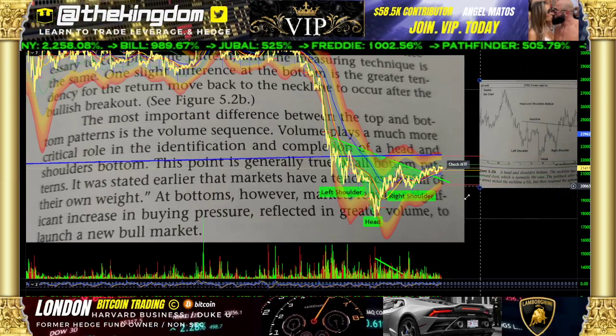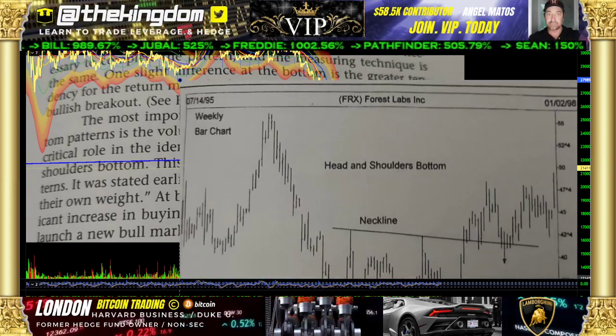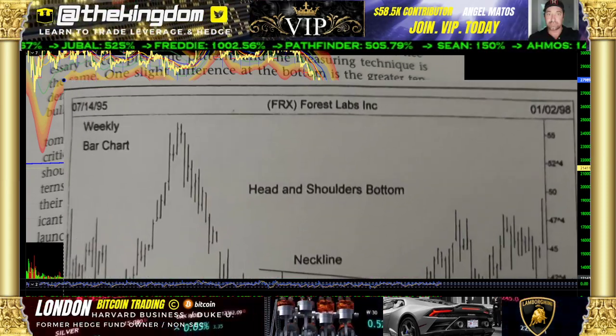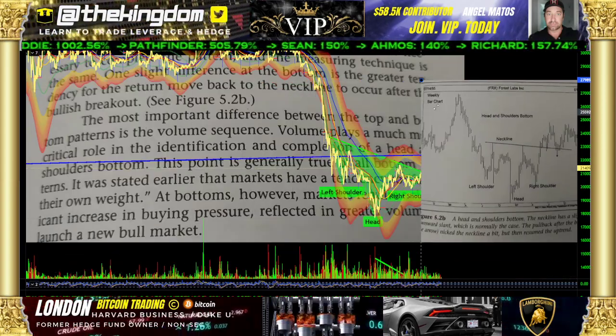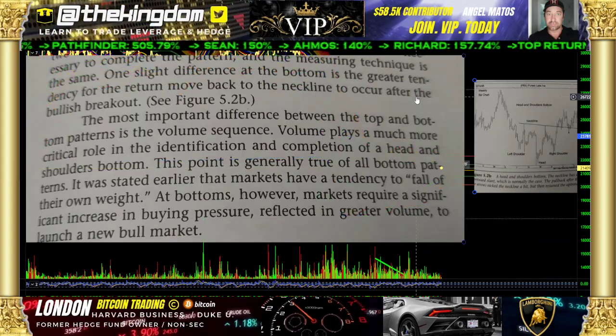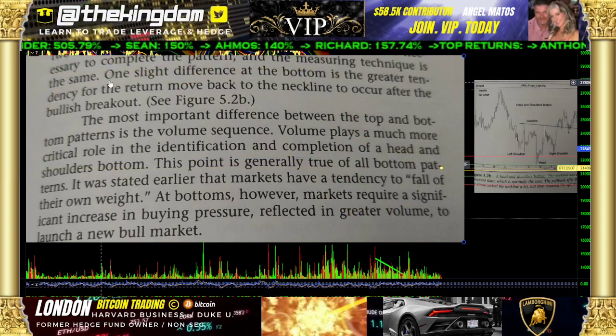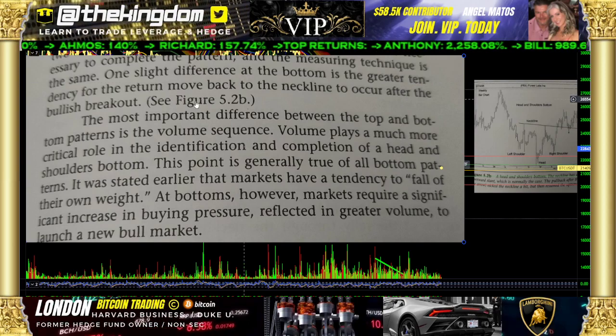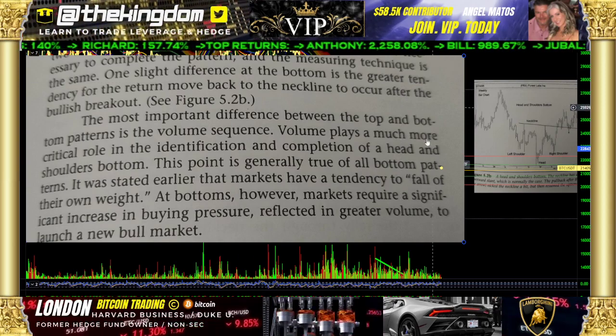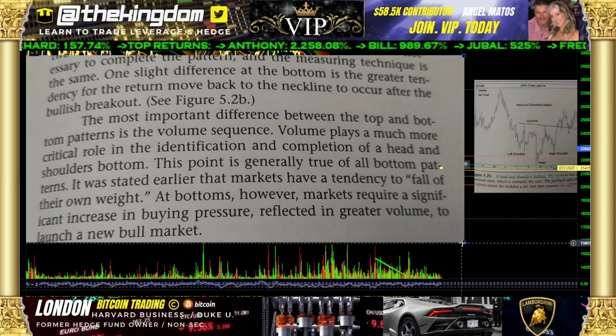I want to make sure that you guys understand. It's literally called, if you see this, the head and shoulders bottom. Look at this, head and shoulders bottom, okay? In terms of volume, it's going to be very interesting what's going to be required of the buyers. We'll get into that in one second. However, one slight difference at the bottom, in inverse head and shoulders, is the greater tendency for the return move back to the neckline to occur after the bullish breakout.